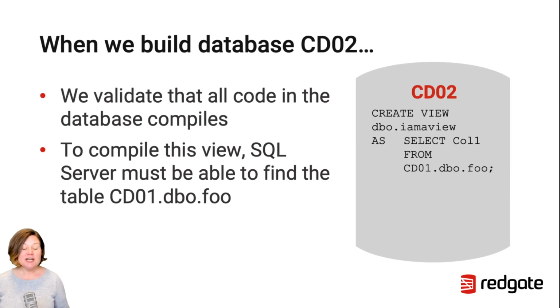Now, when I use SQL Change Automation to do a build of the CDO2 database, I'm making sure that all the code I have checked into source is valid. SQL Change Automation is actually going to take all my code in source and execute it and make sure it can execute successfully. I think this is awesome because as a production DBA, more than once I've been handed code to deploy that didn't actually compile, right? So I'm a huge fan of making sure that the code in our database is valid.